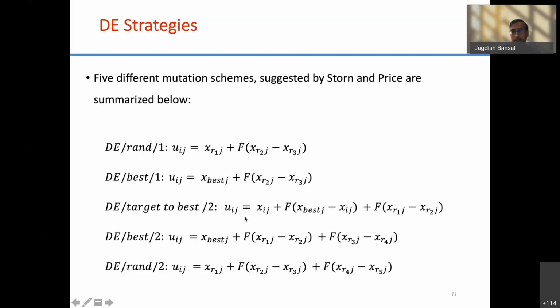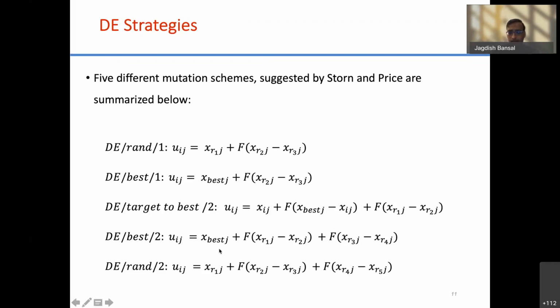The third strategy is that instead of one difference vector, there are two difference vectors. So this is 2. Now, this third strategy is the target to best. This target vector is nothing but the parent vector, like in artificial bee colony algorithm, or like in particle swarm optimization, like in spider monkey optimization, like in gray wolf optimizer, where the new solution is inspired from the previous solution. So the mother is getting the genes from the father, right? So here this trial vector is generated with the help of the parent vector. But here there is a difference: this term has 2 random vectors, and here this is inspired by the best solution also. So this strategy is known as the target to best.